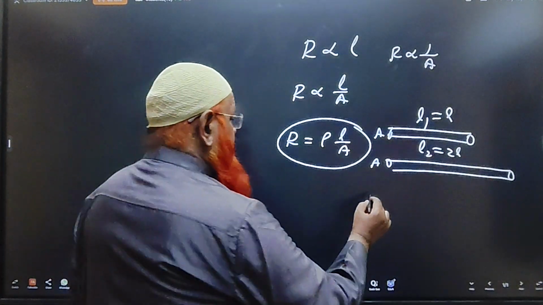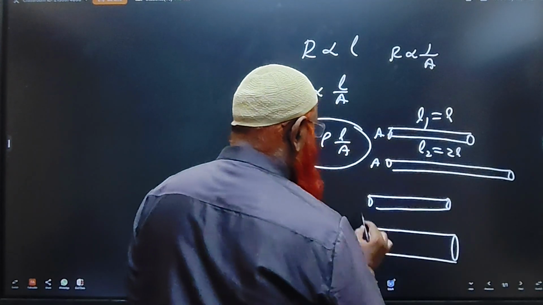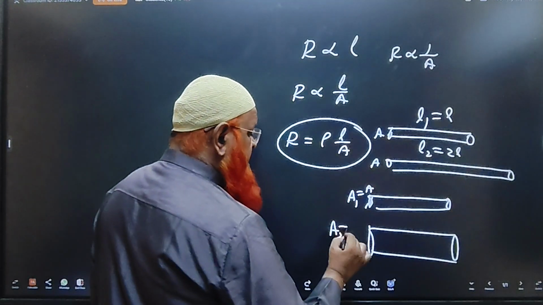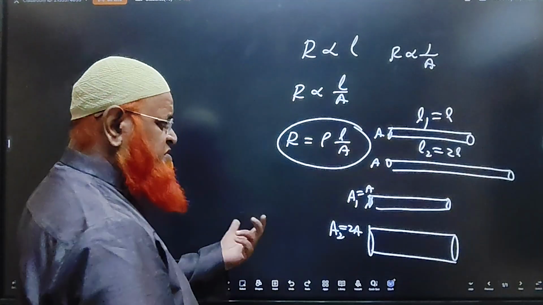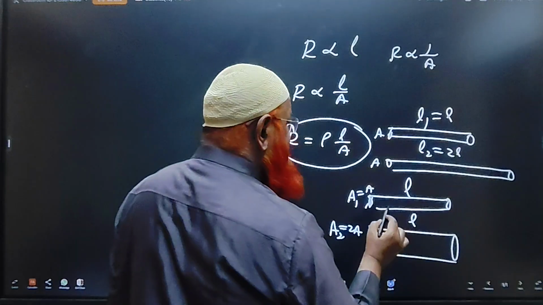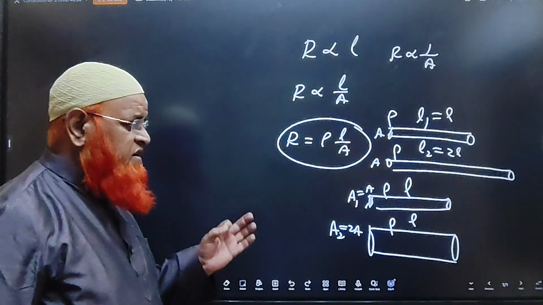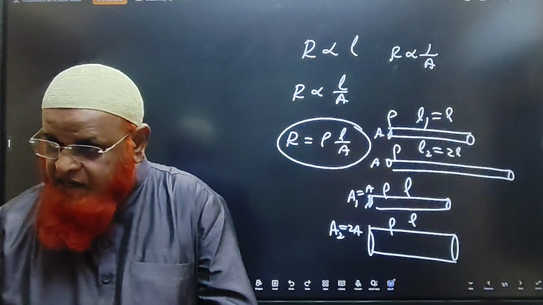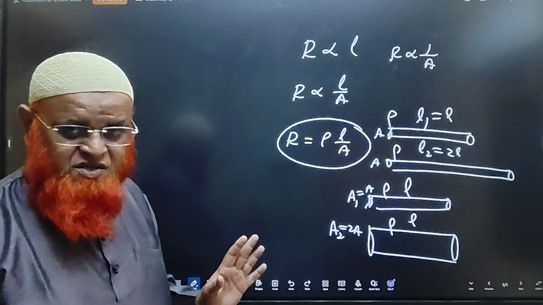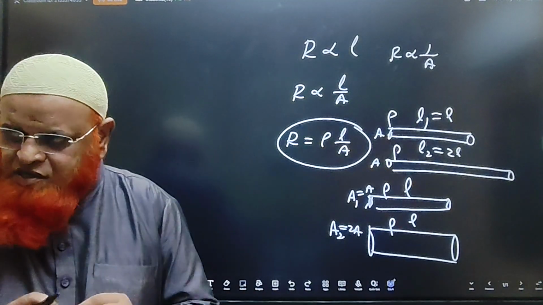For example, if length is same, area of cross section of the wire is A first, then area has become 2A, doubled. What happens to the resistance then? Length is same, material is same. Material is same means rho is same here. Okay, rho means specific resistance. Specific resistance is constant for a particular material, isn't it? So this is a basic concept that resistance is inversely proportional to cross sectional area. If area is doubled, resistance becomes half. You know about this, isn't it? Up to here it's okay.